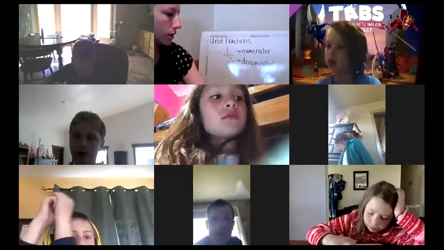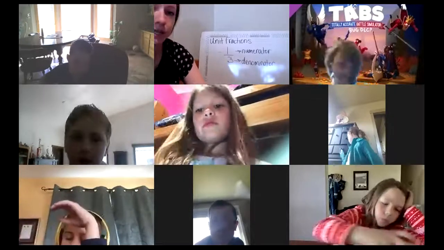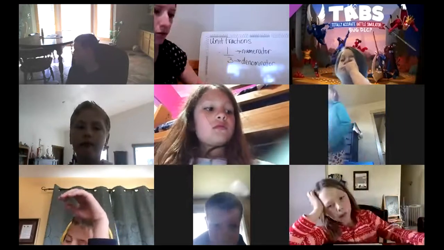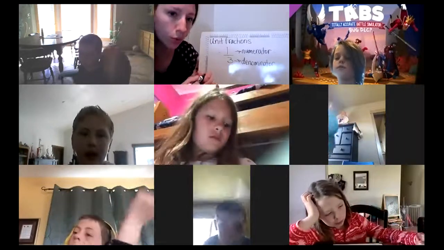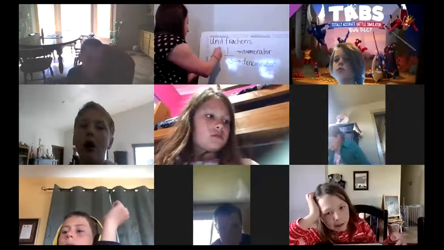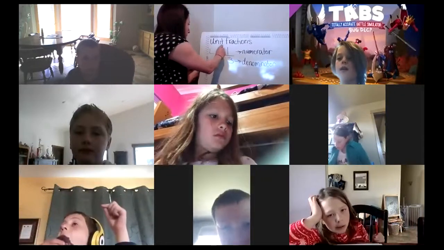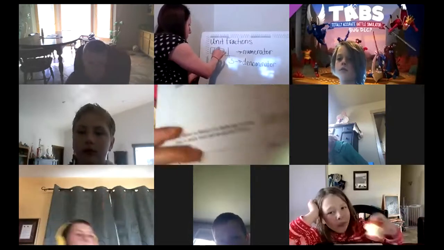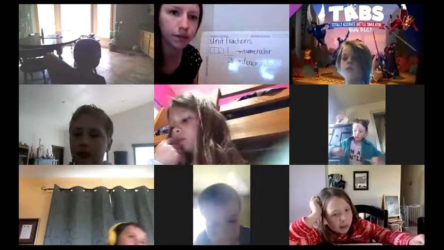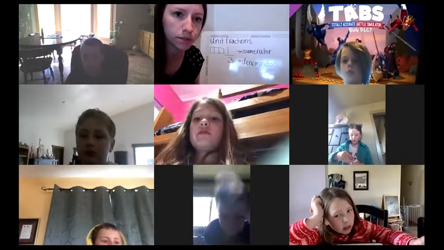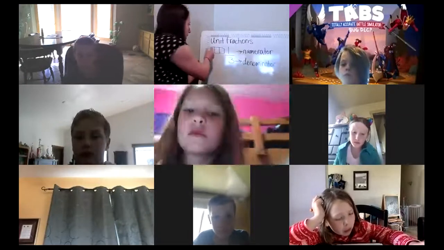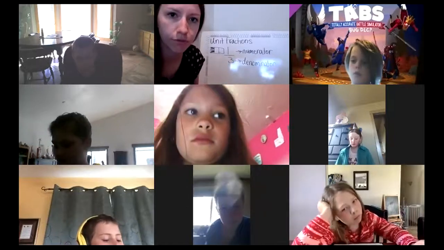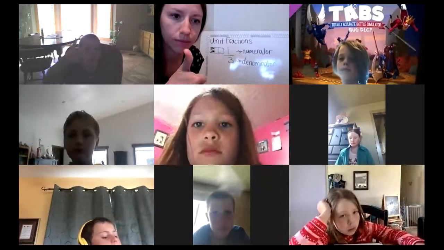So our denominator tells how many equal parts we have. So in 1/3, I'm going to have 3 equal parts. So if I have my, I'll do a bar here. Okay, so my fraction bar is split into 3 equal parts. And if I have one of them shaded, that's 1 out of 3 parts. Is everybody good with that?